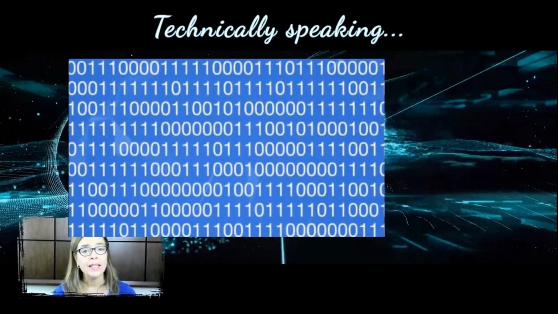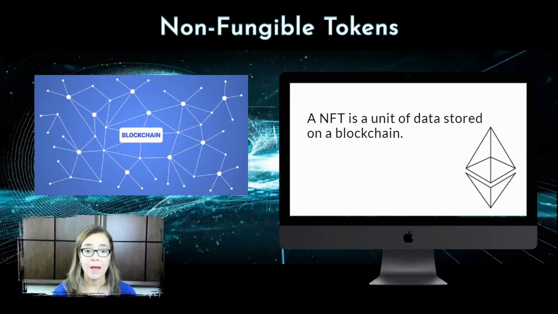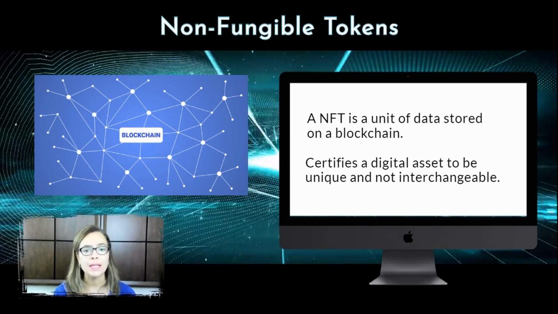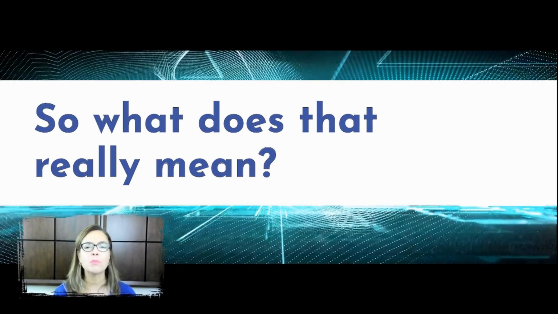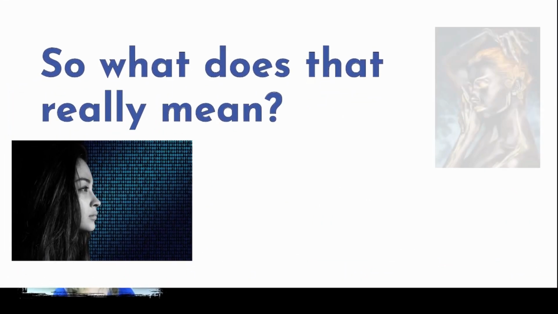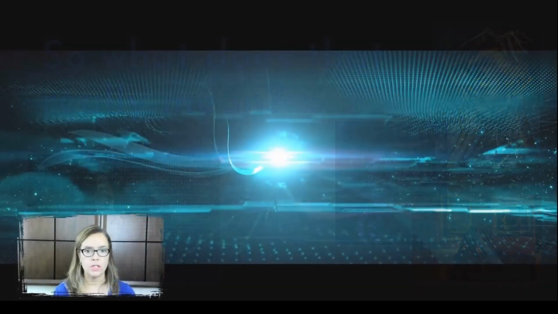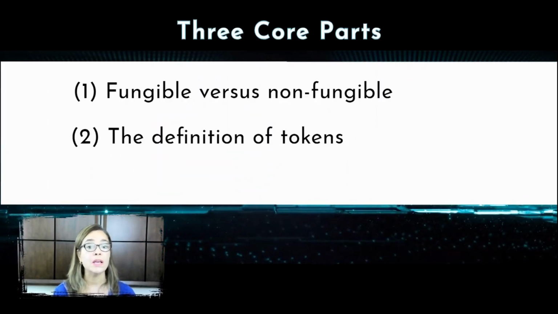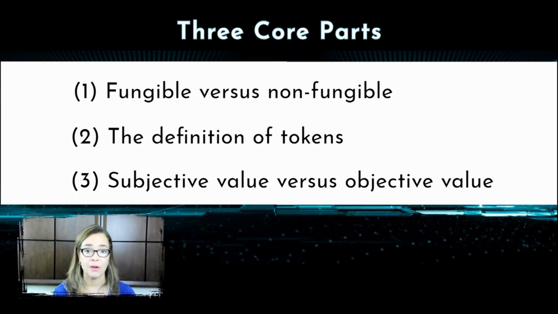Technically speaking, an NFT is a unit of data stored on a blockchain and often verified by the Ethereum blockchain that certifies a digital asset to be unique and not interchangeable. Okay, so what does that all really mean? This can get pretty techy quickly, but let's break the concept down into 3 core parts to really understand it better. Now, simply put, the 3 parts are 1. Fungible versus non-fungible, 2. The definition of tokens, and 3. Subjective value versus objective value.